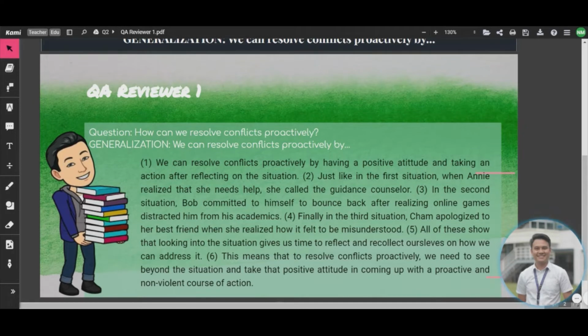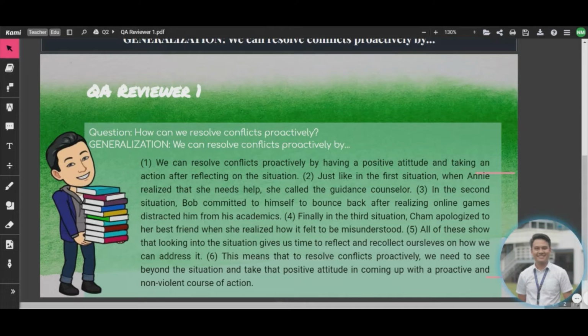Sentences 2, 3, and 4 are the pieces of textual evidence used to support the claim. And sentences 5 and 6 are the reason statements that discuss the connection of the textual evidence we use to support our claim. Let's read our generalization. We can resolve conflicts proactively by having a positive attitude and taking an action after reflecting on the situation.